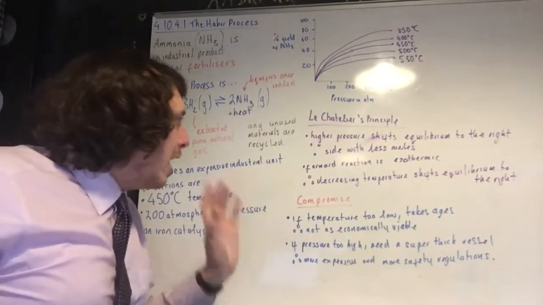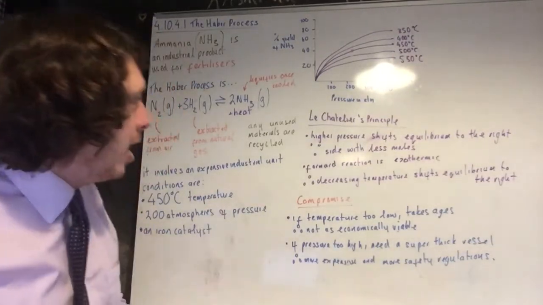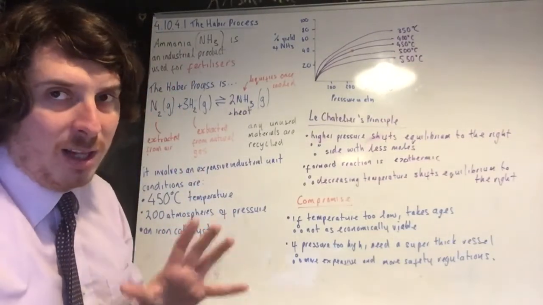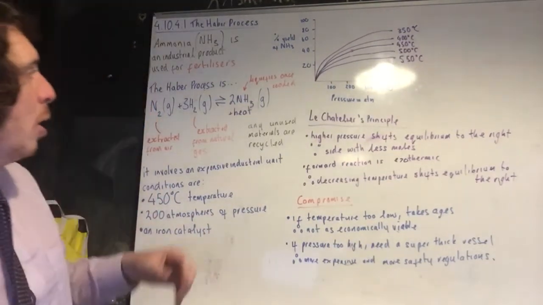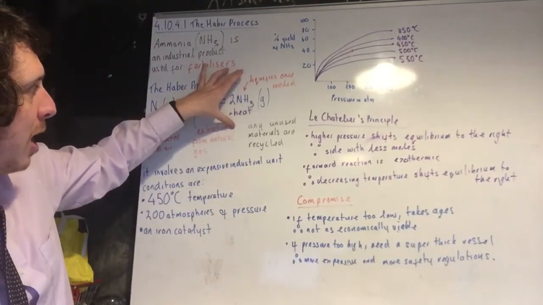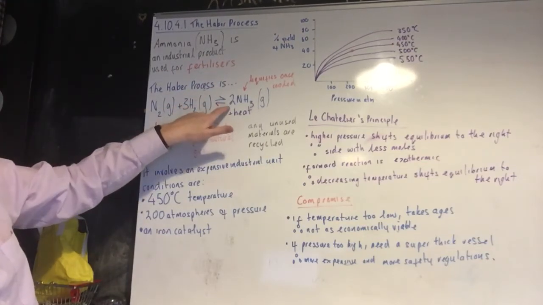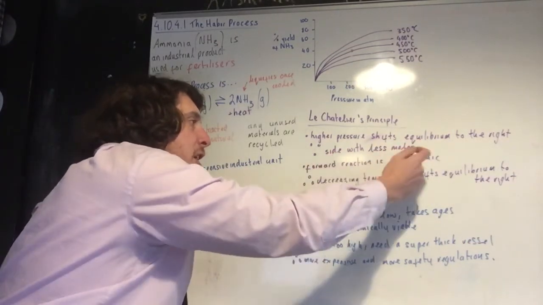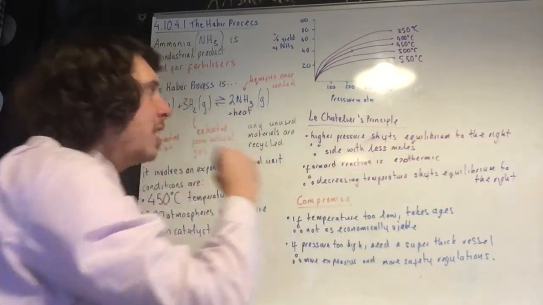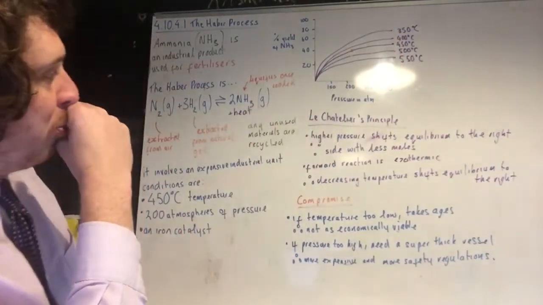If we look at Le Châtelier's principle, when we use a higher pressure, it favours the side with less moles. So high pressure favours the side with less moles. This is the side with less moles here, because we've got 4 moles altogether there, and we've got 2 moles on the right. So if we use a higher pressure, it favours the side with less moles, therefore it shifts the equilibrium to the right. So high pressure, higher yield of ammonia.